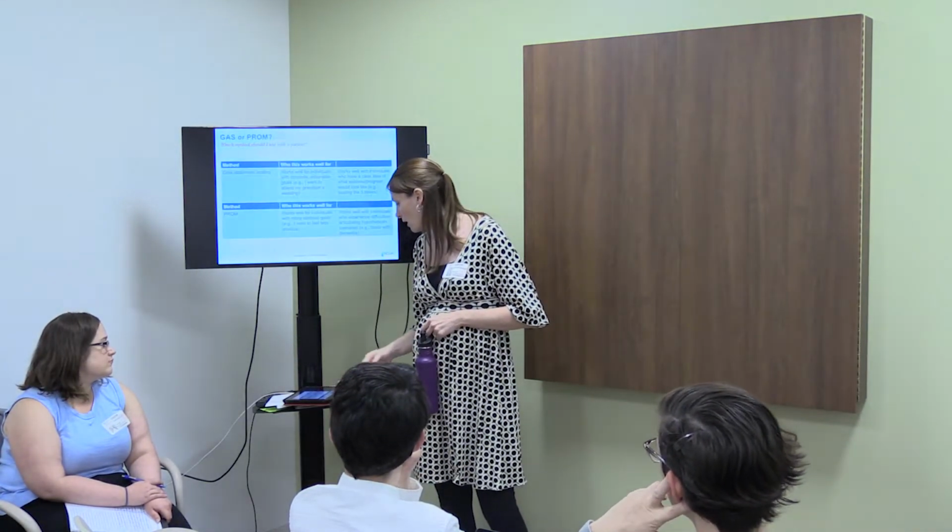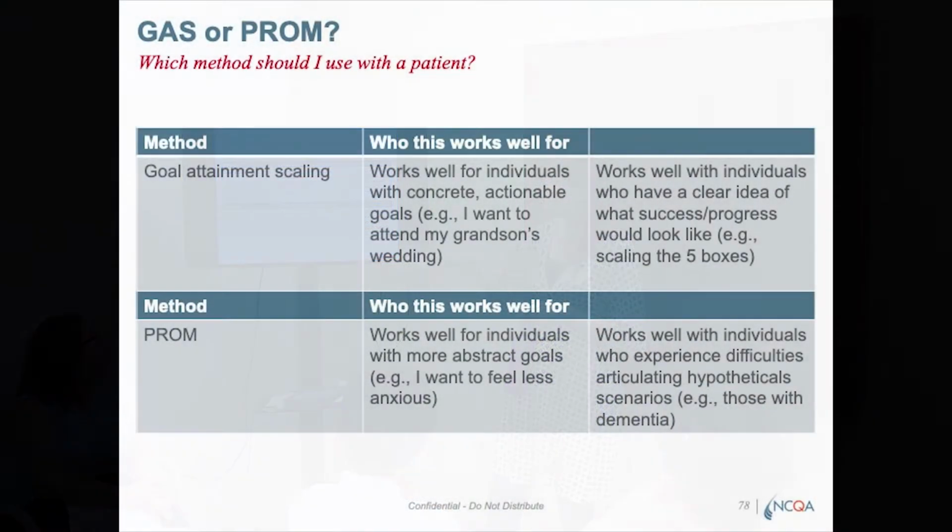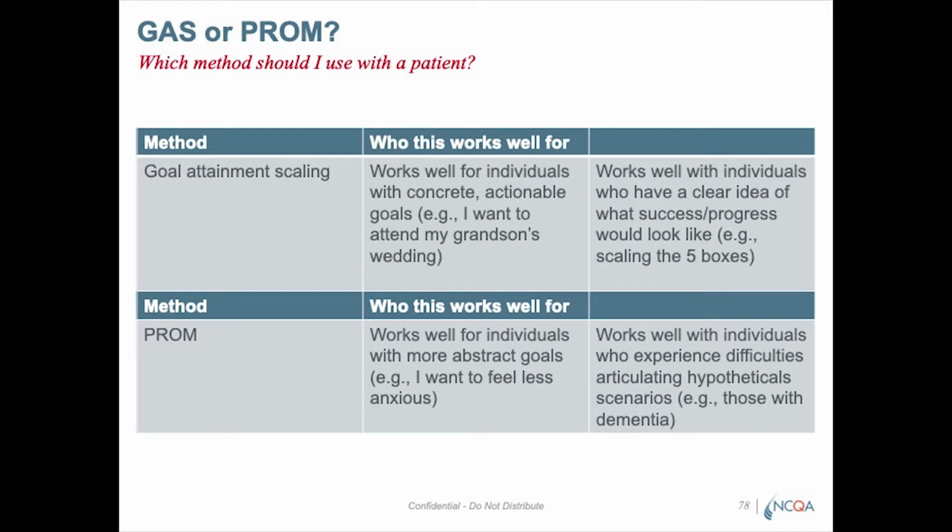We've gone over this a little bit already, but goal attainment scaling works really well for people who have concrete and actionable goals. So if they come in and they've got a more specific thing, like I want to attend my grandson's wedding, goal attainment scaling is perfect for them. You don't need to worry about trying to find a PROM, if they've got a clear idea of what success and progress looks like.